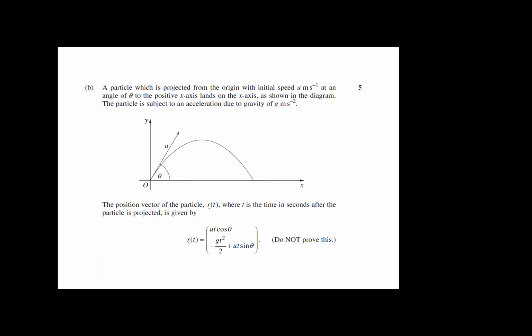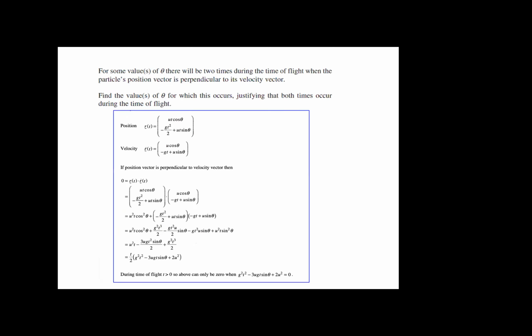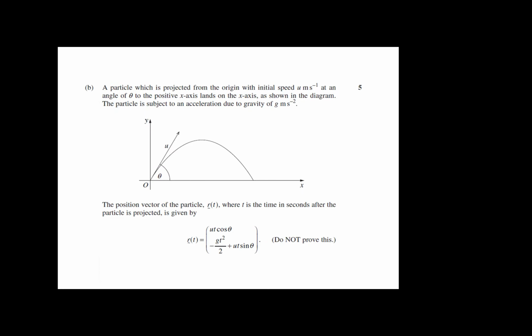Now, 16 part B was the very next question, a question regarding projectile motion. This was a lovely question, and I'll just read a little bit to it. A particle projected from the origin with an initial speed at an angle theta lands on the x-axis, and there are some conditions around that particle, gravity. The position vector was given to students. Okay, and you can see that below.